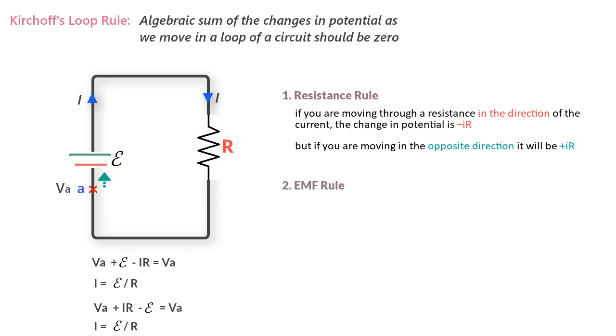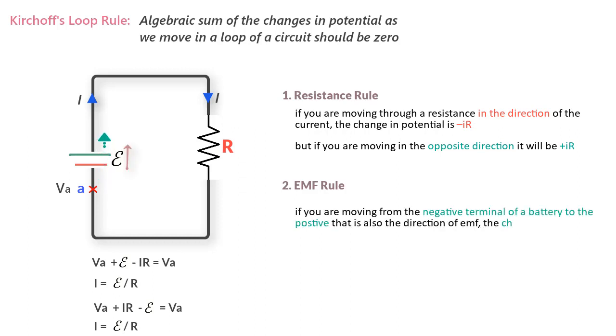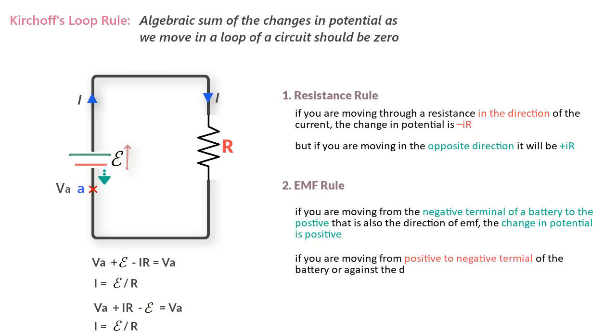The second rule is, if you are moving from the negative terminal of a battery to the positive, that is also the direction of EMF, the change in potential is positive. And this actually is quite obvious, since moving from negative to positive obviously means a gain or a positive E. On the other hand, if you're moving from positive to negative terminal of the battery or against the direction of the EMF, the potential will drop, and therefore we take minus E.